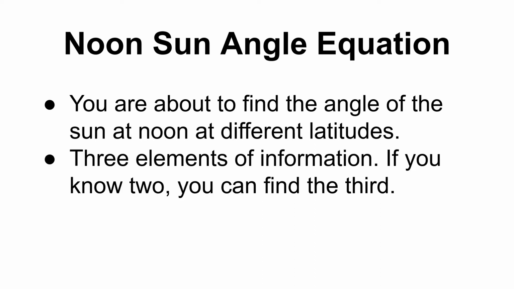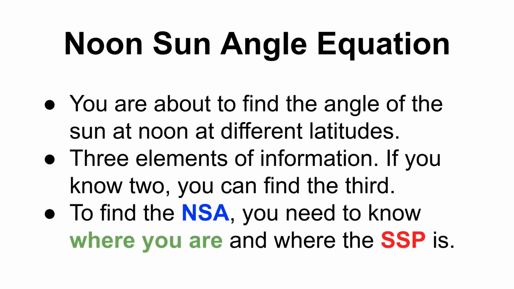There are 3 elements of information in this equation. If you know 2, you can solve or find the third. To find the noon sun angle, that's 1, I put it in blue. You need to know where you are, your latitude, that's in green, and where the subsolar point is, that's in red. If you know where you are and where the sun is, you know what the angle is. If you know the angle and where you are, you can figure out where the subsolar point is. If you know the angle and where the sun is, you can find out your latitude.